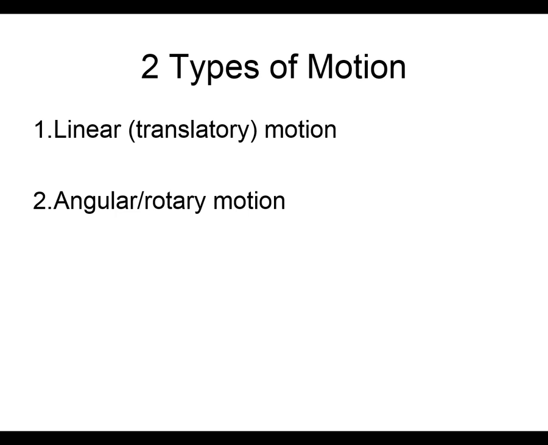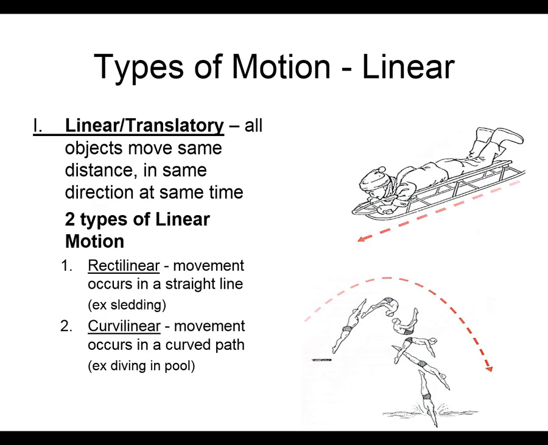And so here are our examples. Two types of linear motions. Angular and rotary motion, or angular/rotary.